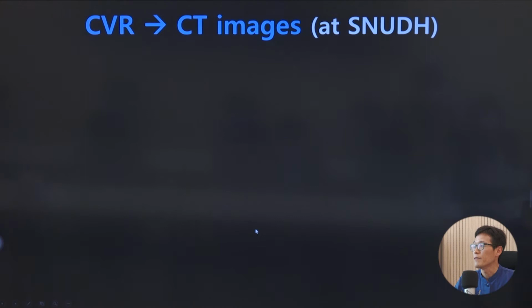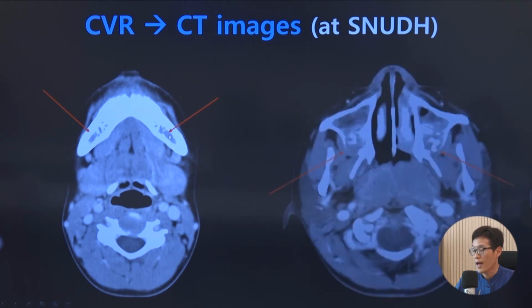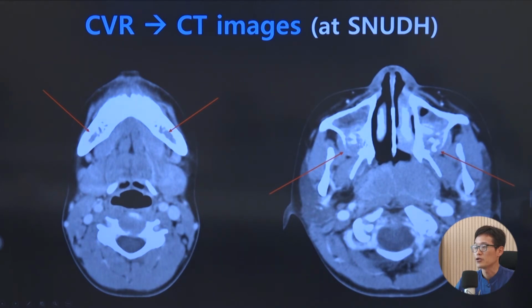After we did a critical value report to the surgeon, post-contrast CT images were taken right away at our department. This is the CT image taken at our department. We can see the bone marrow space is replaced by high attenuation, and we can see disruption of follicular cortex of upper third molars and minimally enhancing lesions on both maxilla. And adenoid hyperplasia is also noted.